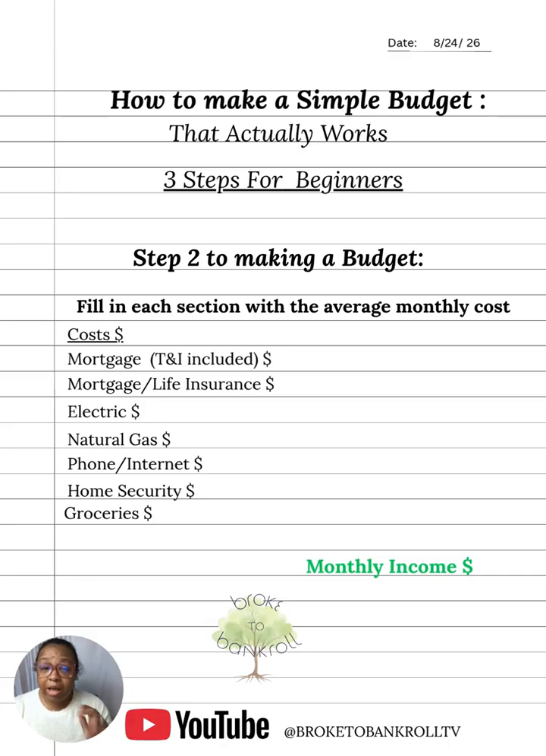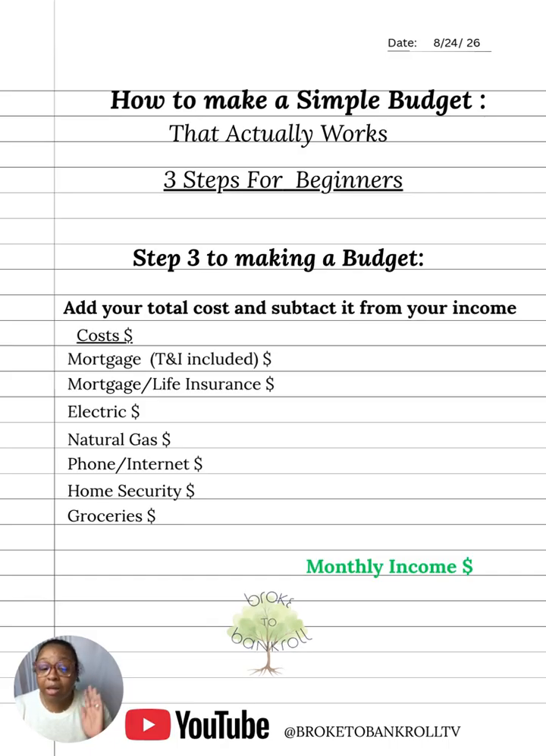All right. So that is step 2 on how to make a budget that actually works. Now we're coming in the home stretch. Step 3 to how to make a budget that actually works. Final step. All you're going to do is go through each one of these line items, add everything up. Okay. So total up all of your costs.